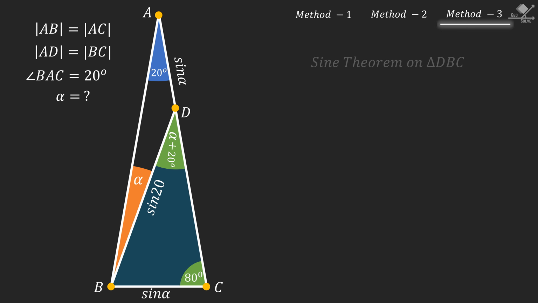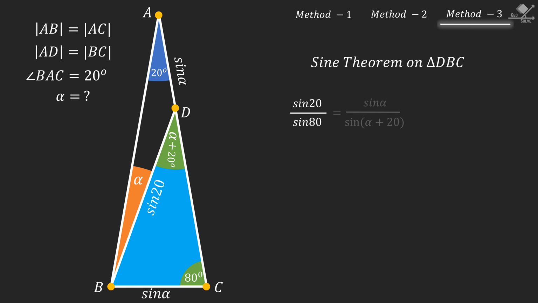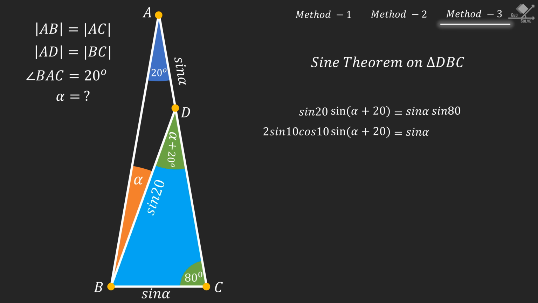Now let's apply sine theorem on triangle DBC. And that will be sine 20 over sine 80 equals sine alpha over sine alpha plus 20. And let's write this equation in a single line as follows. Now instead of sine 20, we can write 2 times sine 10 times cosine 10. Let's leave this part as the same. And instead of sine 80, we can write cosine 10. Here cosine 10 terms will cancel. And from this step forward, alpha can again be found as 10 degrees.